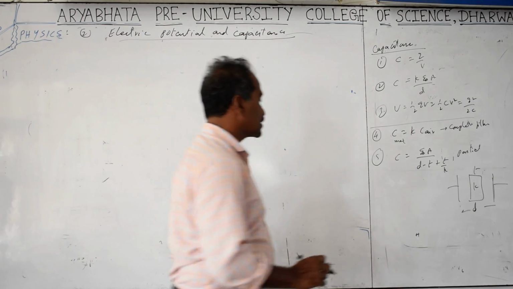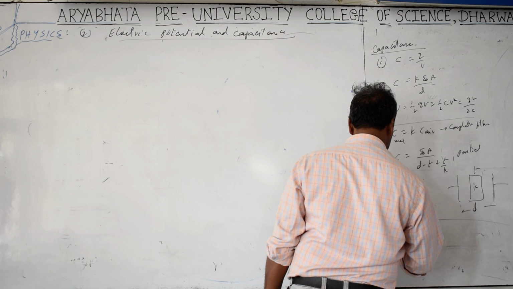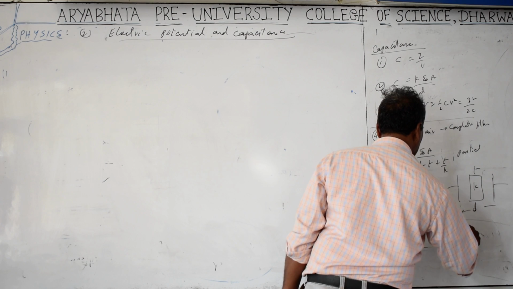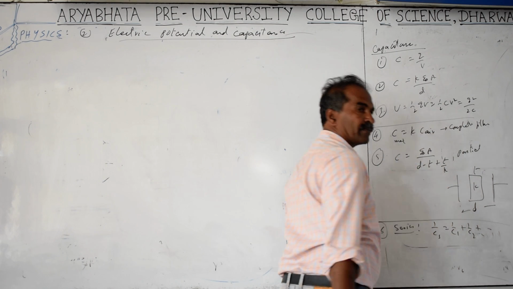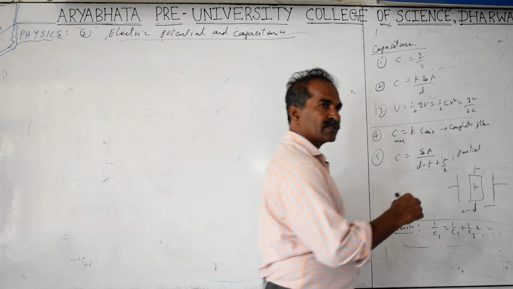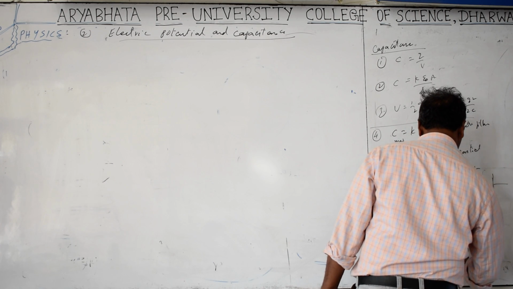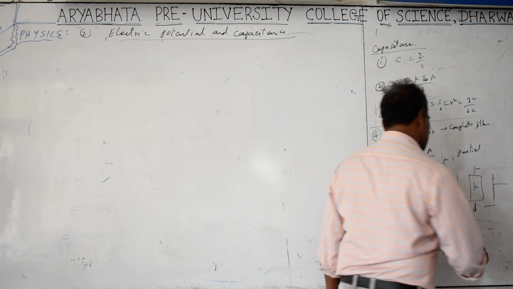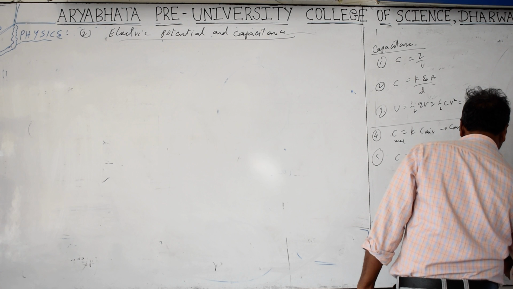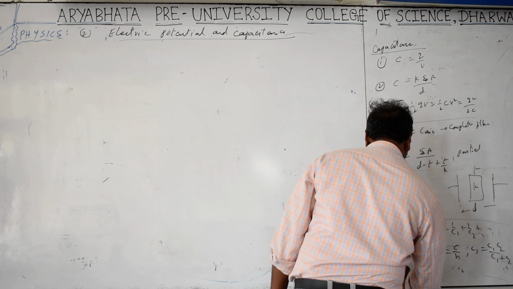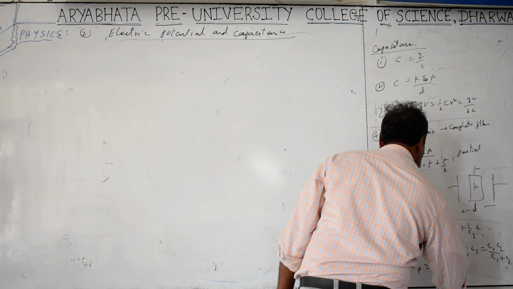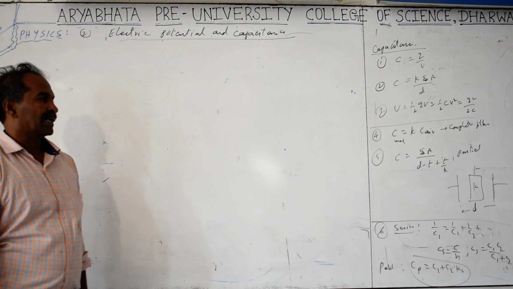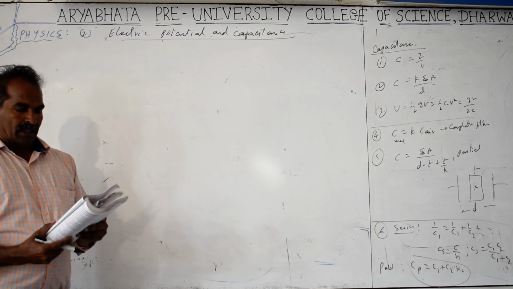And one more: capacitance in series and parallel combinations. In series, 1 by C series equals 1 by C1 plus 1 by C2 and so on. It decreases the capacitance. If you take N identical capacitors, C series becomes C by N. If you take only two, C series becomes C1 C2 by C1 plus C2. And if parallel, C parallel is equal to C1 plus C2 and so on, so N times C if identical. That is a simple one. Next up, numericals.